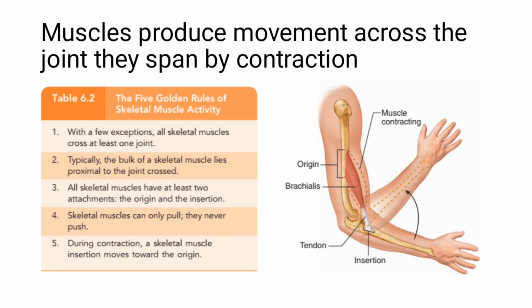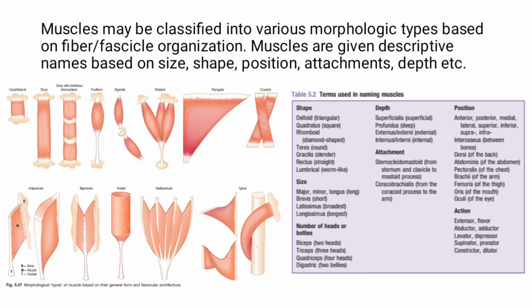biceps, right? Okay, cool. So muscles may be classified into various morphologic types based on the fiber or fascicle organization, and they are given descriptive names based on size, shape, position, attachments, depth, etc.